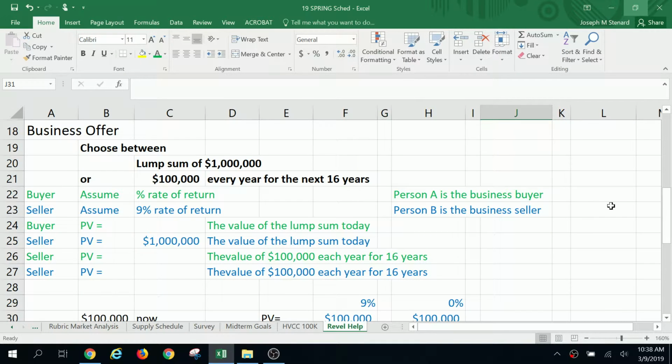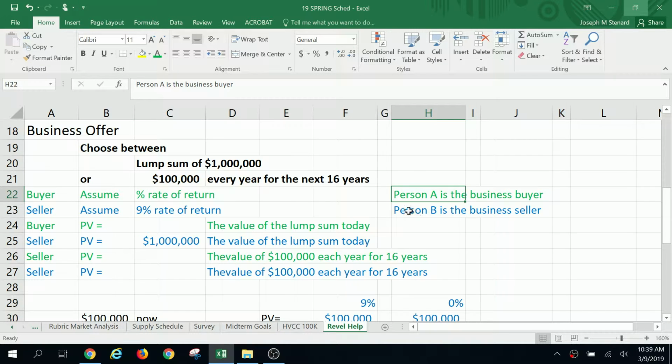Here's a good practical application of using present value. We have a business offer. You get to choose between a lump sum of $1 million or $100,000 every year for the next 16 years. Now, in this case, you have to look at it from both the buyer and seller's point of view. So rather than give you the decision where you're the seller, or the choice where you're the buyer, we want to look at it from both points of view.